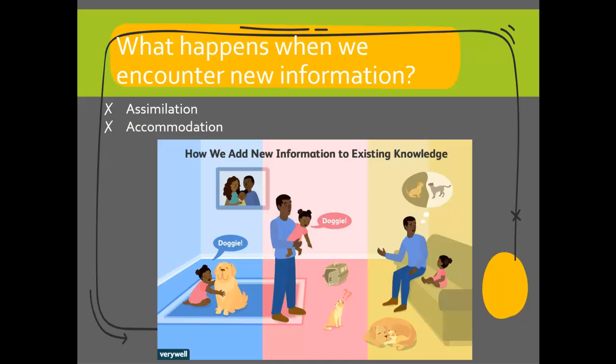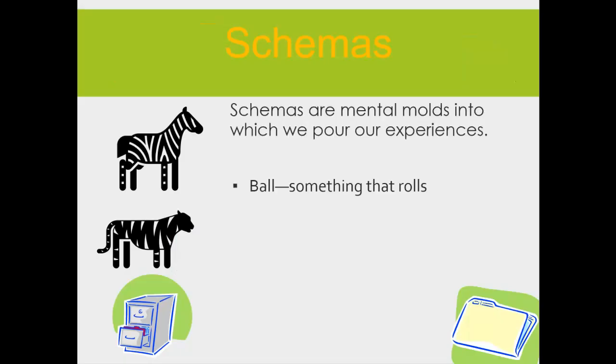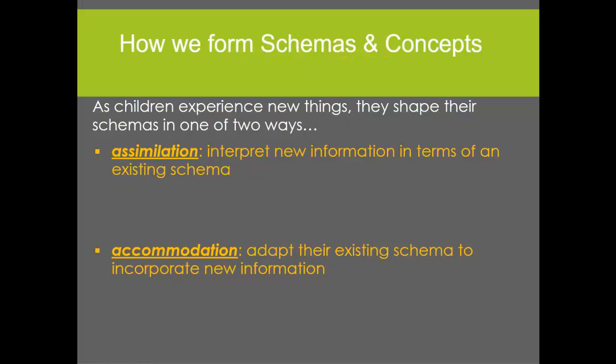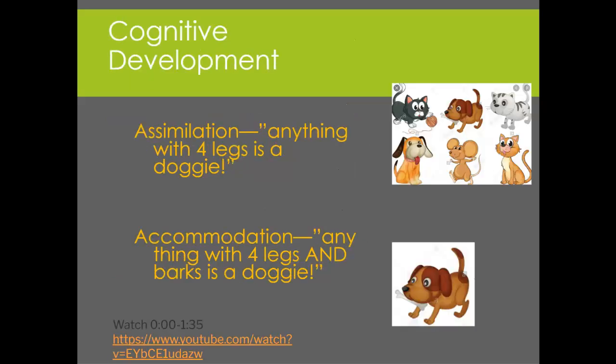A reminder, we also learned accommodation in the last section on vision. Accommodation is when the lenses in your eye constantly flex to see close and far away stuff. So accommodation has 2 different meanings in psych. We also used the example with zebras and horses. So assimilation, again, they blend it into an existing schema. Accommodation, they adapt their existing schema to incorporate new information.